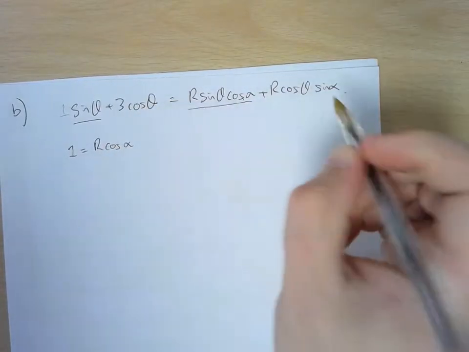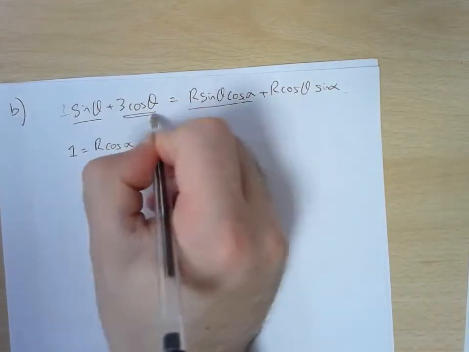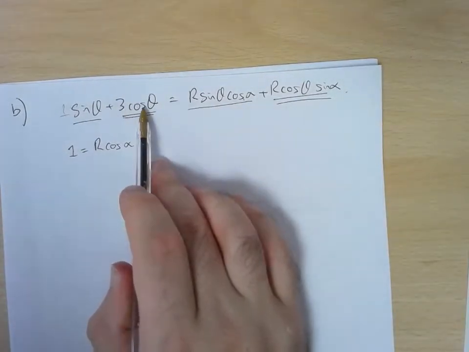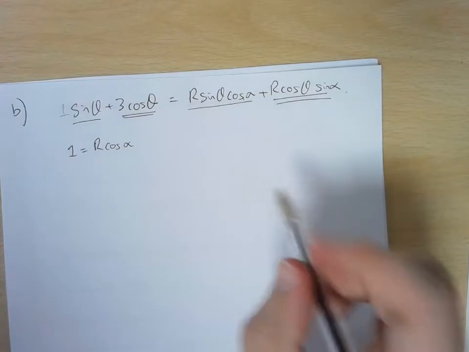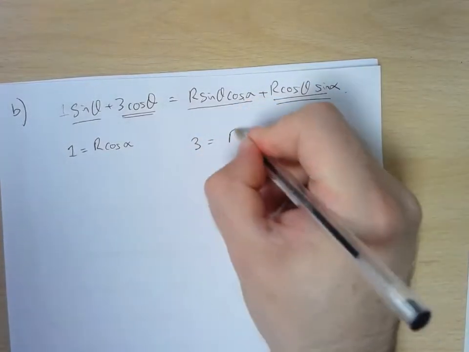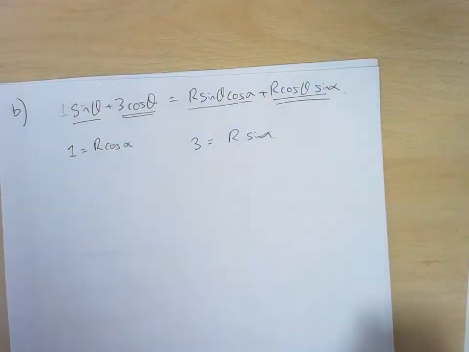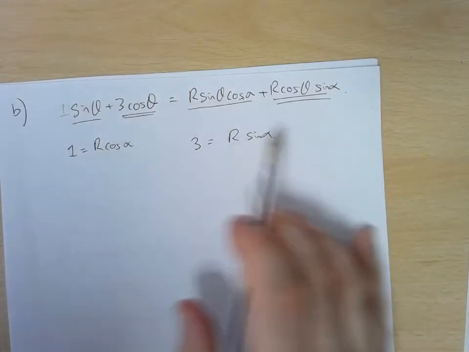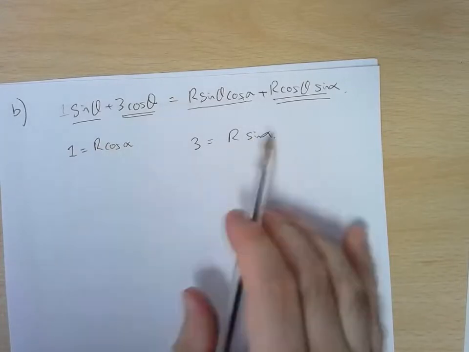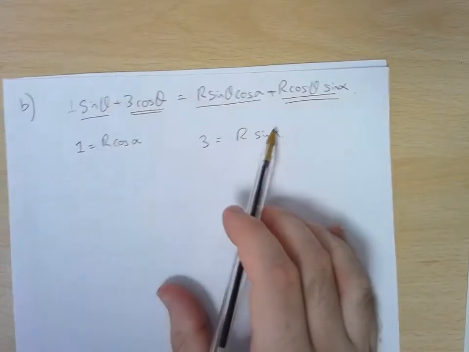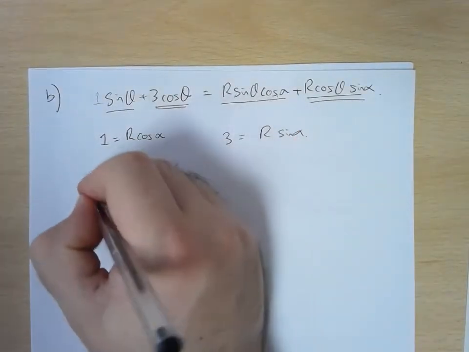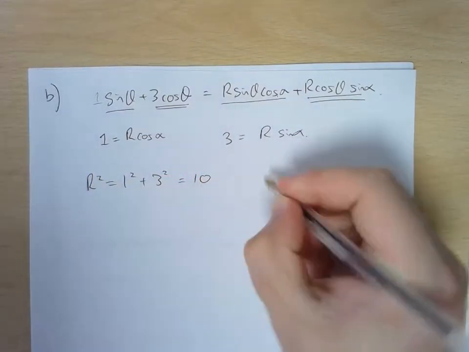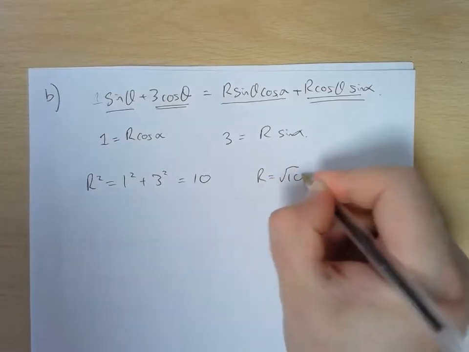We're now going to do this one, so I'm going to do it with double underlines. So we have 3 cos theta here, and here we've got r sine alpha cos theta. So we get 3 is r sine alpha. Now there's a neat trick for these, because these are essentially simultaneous equations. If we square them both, we get sine squared plus cos squared, which gives us 1. So we can do r squared is 1 squared plus 3 squared, which is 10. So we get r is square root 10.